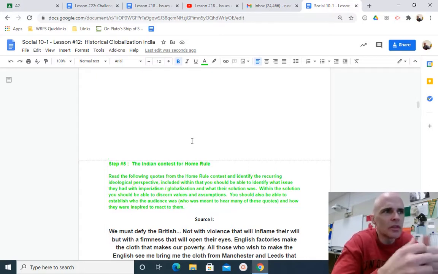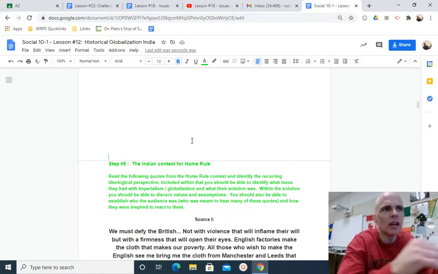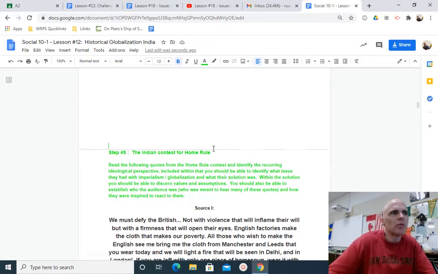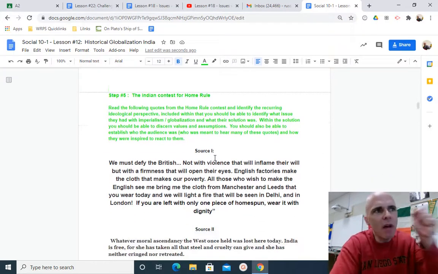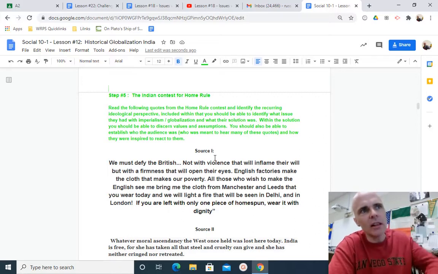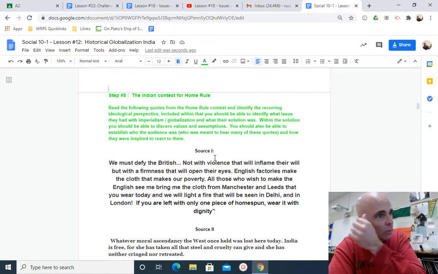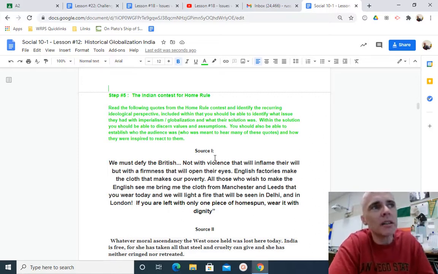Within the solution, are there some values and assumptions that they're making, and who are they speaking to? Now, some of these Gandhi is maybe reflecting to himself, but in some of these they are speaking, like this first one: we must defy the British, not with violence that will inflame their will, but with firmness that will open their eyes. Within that quote, you should be able to say, here's the audience.